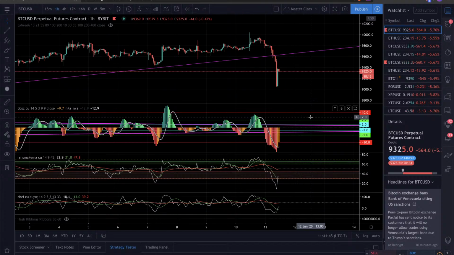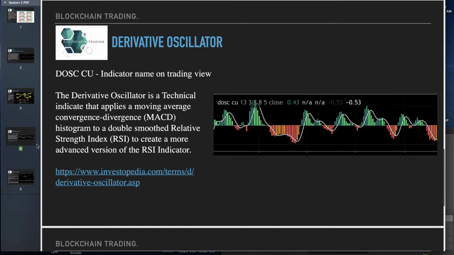Danny, what's the difference between this and the MACD? So the MACD is going to be close. Let me go back to the slide for the derivative oscillator. With the derivative oscillator, it's basically going to have your convergence and divergence just like the MACD does. Similar histogram, double smoothed relative strength index. A lot of it's going to be the settings within it, which help look at momentum differently than what the MACD does.